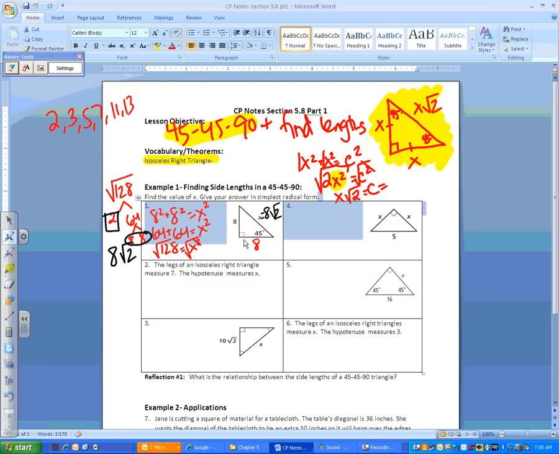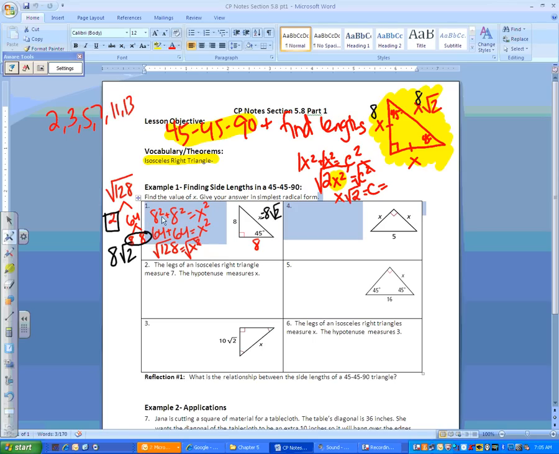And I want you to look at the shortcut. If I know what this side length is, x, or in this case, 8, then the hypotenuse is just going to be 8 radical 2. So your hypotenuse should usually have a radical 2 in it. If this is a whole number, this will have a radical 2 in it. Okay, so let's try number 2.